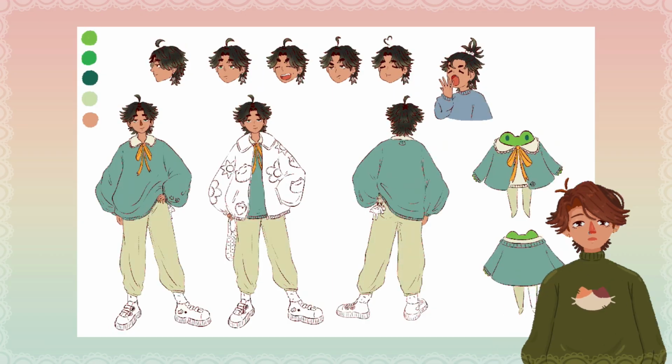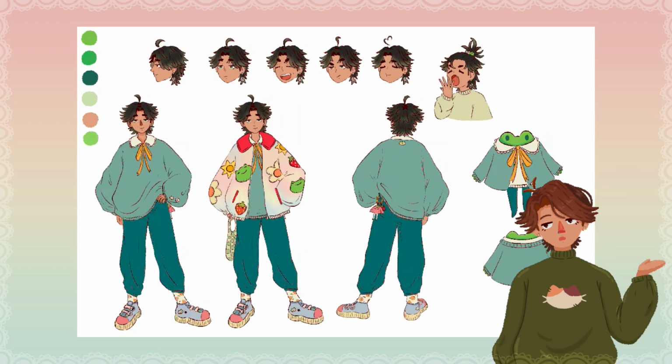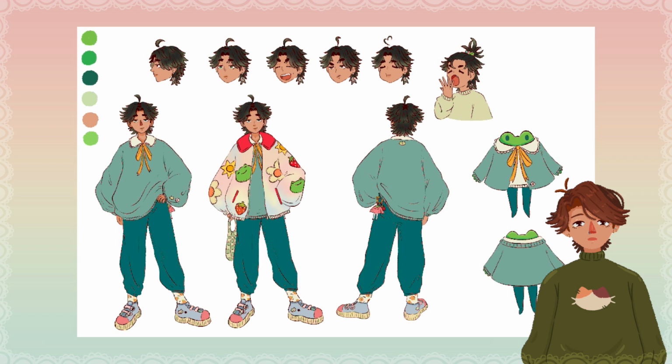Up above, I drew different facial expressions and stuff. His ahoge, that little sprout thing on his head, the stray hair on his head, changes with some of his expressions. So when he's confused, it turns into a question mark, and when he's content, it turns into a heart. I think that would be very cute details to add to his character when I draw him in illustrations.